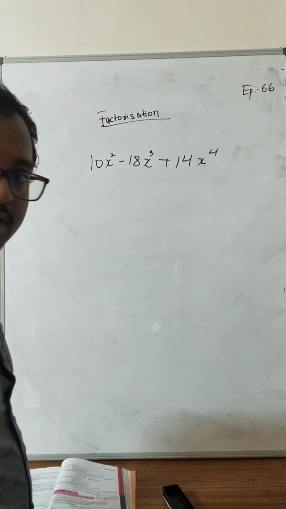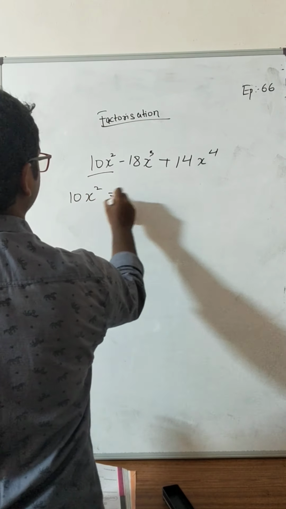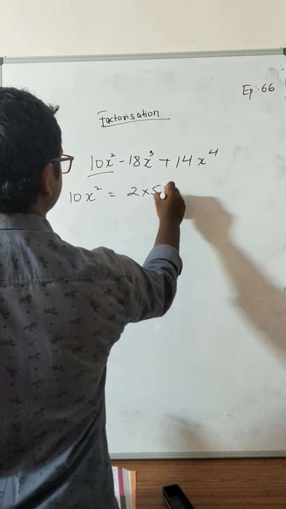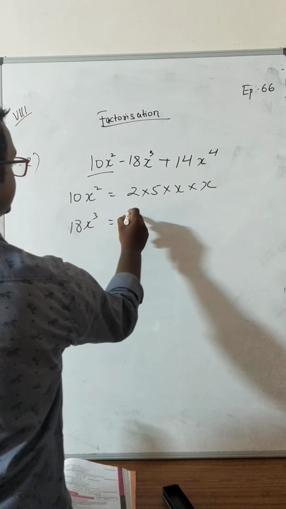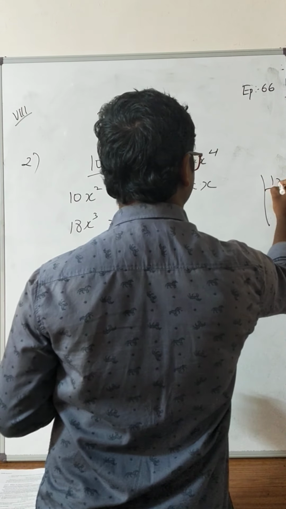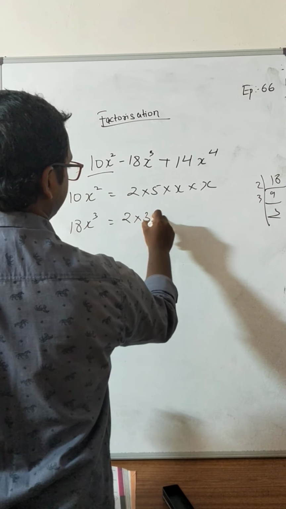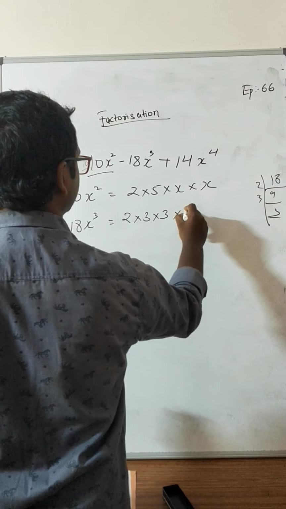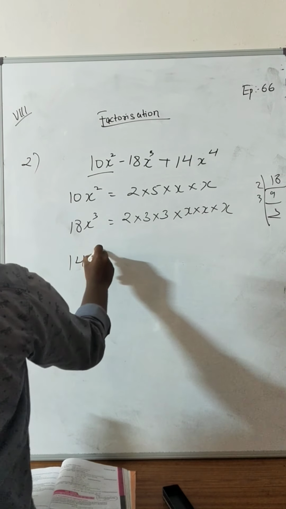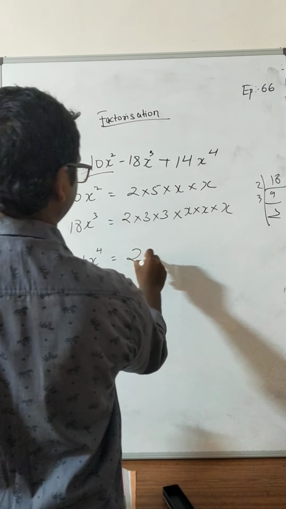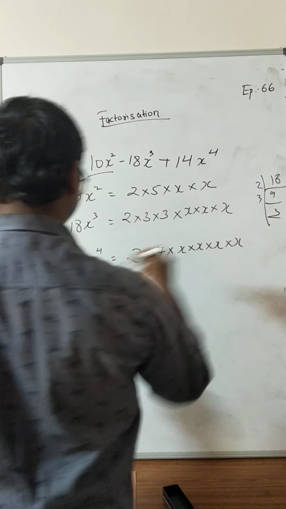So here let us start with the first term, which is 10x square. 10x square is 2 into 5, 10, and x square is x into x. Next is 18x cube. Let us find the factors of 18. 2, 9, 3, 3. So 18x cube is 2 into 3 into 3 into x into x into x. Next is 14x power 4. 14x power 4 is 2 into 7 and x power 4 is x into x into x into x.